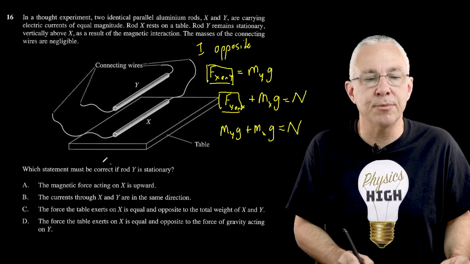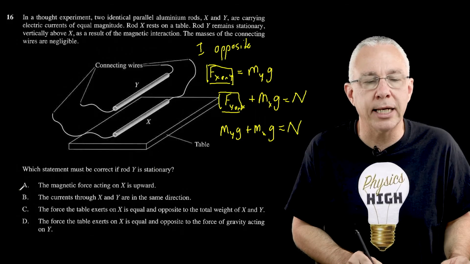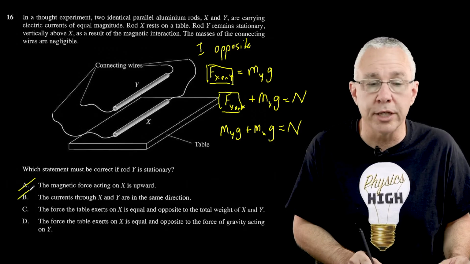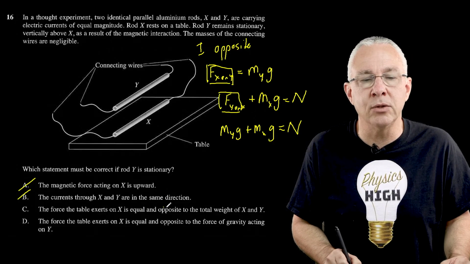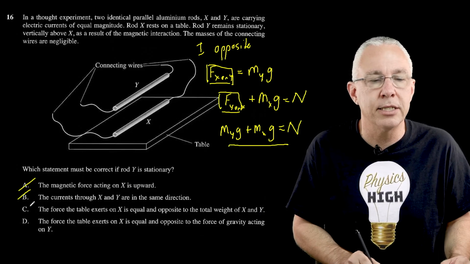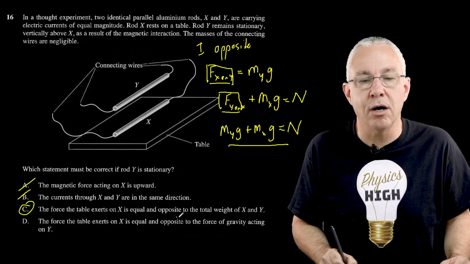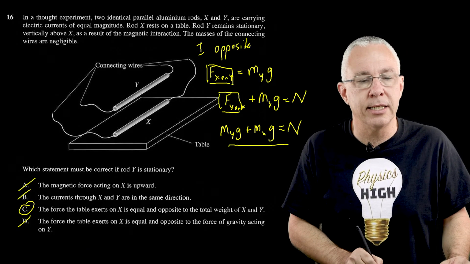And so when we look at our responses, the magnetic force acting on X is upward. Well, we've excluded that. It's acting downward. The currents through X and Y are in the same direction. We've excluded that. They're in opposite directions. The force the table exerts on X is equal and opposite to the total weight of X and Y. Well, that's what we've got here. So C is the answer. D, the force the table exerts on X is equal and opposite to the force of gravity acting on Y. Well, we've excluded that already. So the answer is C.